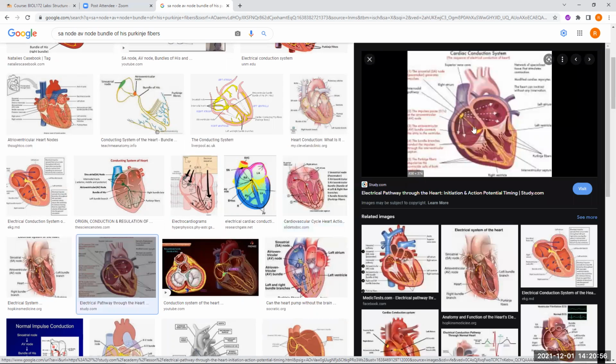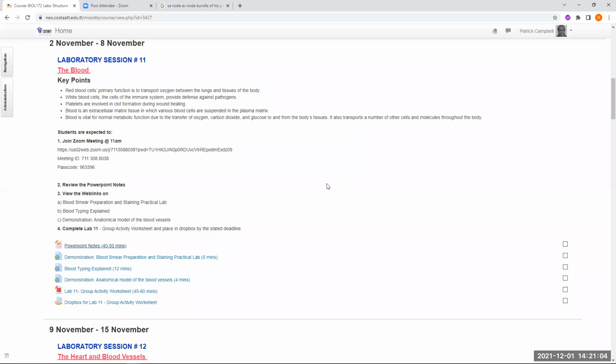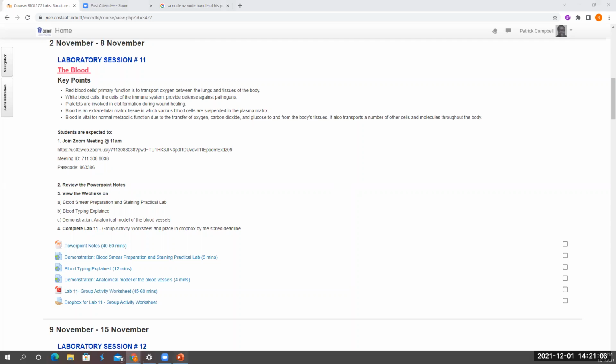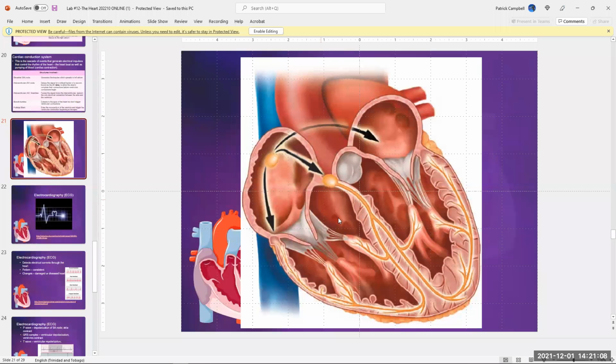Right. SA node, AV node, bundle of His, right and left bundle branches, Purkinje fibers. Okay, good. Let's get back to our PowerPoint. So you should be able to label that as it relates to those things.